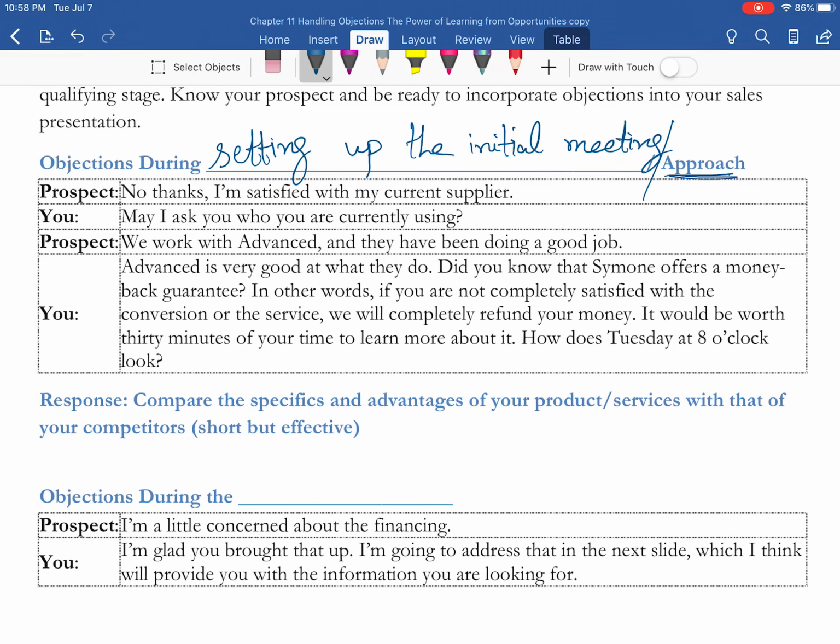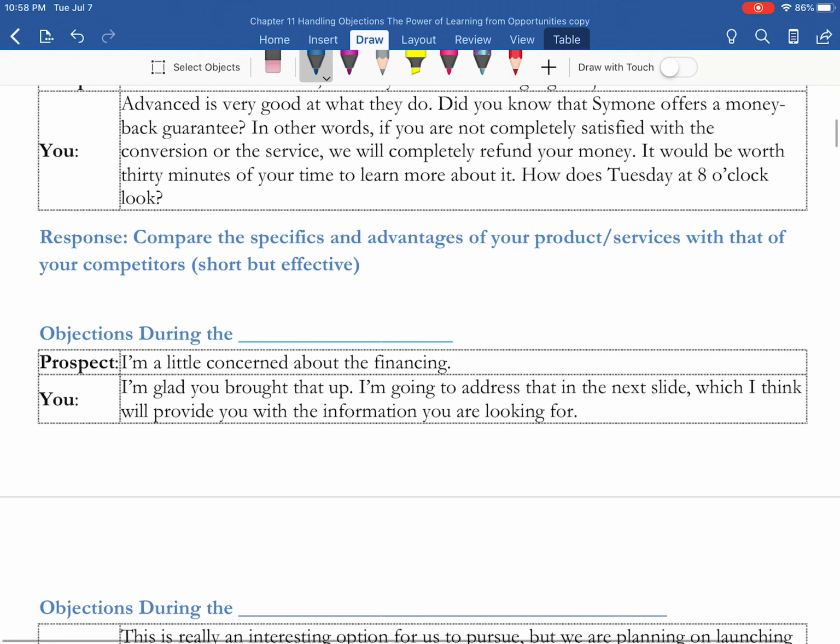Sometimes the objections can happen, say, at the time of the presentation. Let's try to see when this objection occurred. The prospect says, I am a little concerned about the financing. And you say, I am glad you brought that up. I am going to address that in the next slide, which I think will provide you with the information you are looking for. That means this was an objection during the presentation.